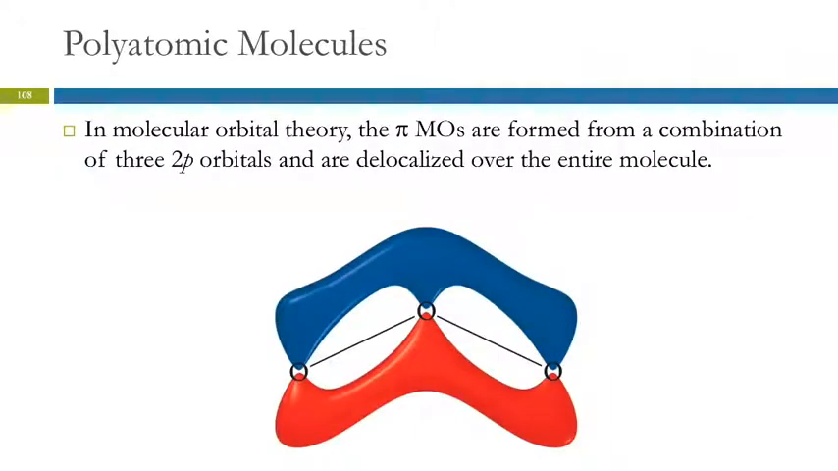Molecular orbital theory can handle this. Molecular orbital theory says these pi molecular orbitals are formed from 3 orbitals on each individual atom, and they're delocalized over the entire molecule. And this is just showing the pi molecular orbitals, a representation showing how those are delocalized over the whole molecule.